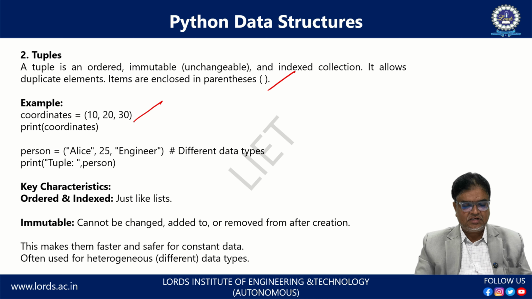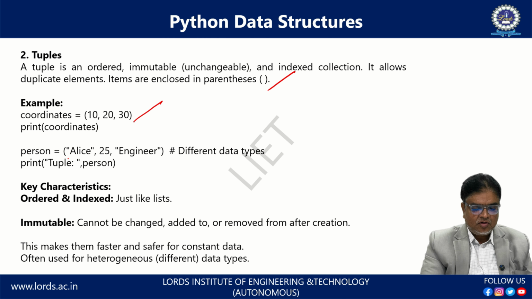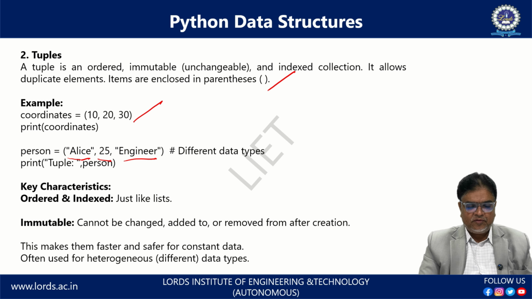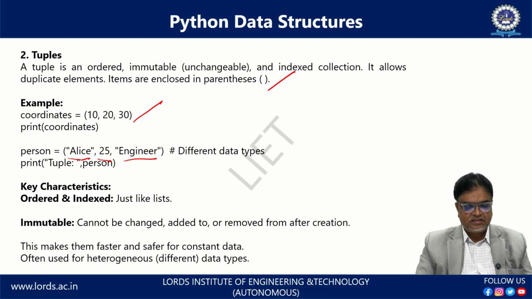In the second example, we are creating a tuple with different data types. You can see we have the name, the age, and the profession. So in a tuple, we can use different data types in one tuple. After that, we can print the tuple. The key characteristics of the tuple are, just like list, ordered, and immutable. Items cannot be changed. Once you create a tuple, items cannot be added or removed. This makes them faster for constant data, and they are often used for heterogeneous data types.